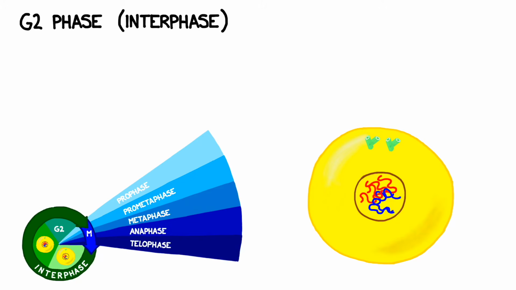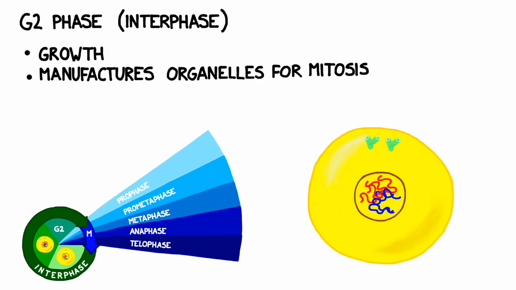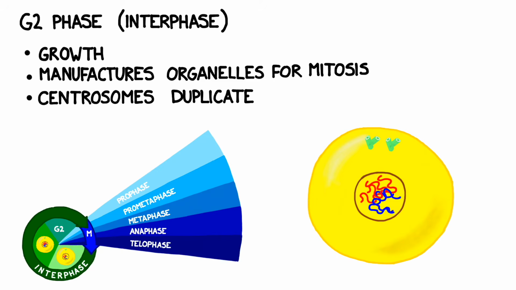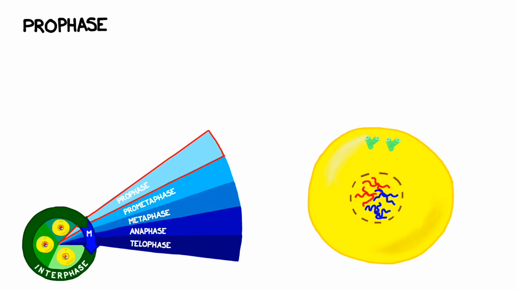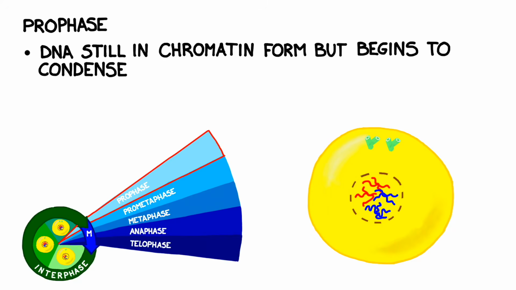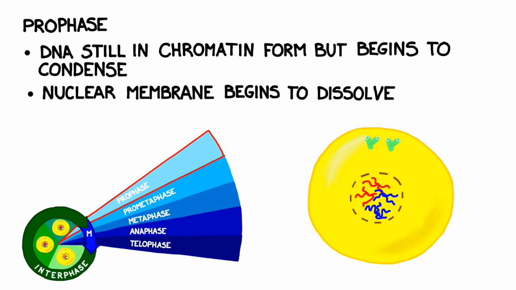In G2, the cell grows and manufactures organelles that are necessary for mitosis. Perhaps most importantly, a set of organelles called centrosomes will duplicate. At the end of G2, the cell checks one final time for growth and for damaged DNA. Now the cell is ready for mitosis. First, it enters prophase. During prophase, the nuclear membrane begins to dissolve so the DNA can eventually be divided. The 2 copies of the DNA are still in their messy chromatin form.